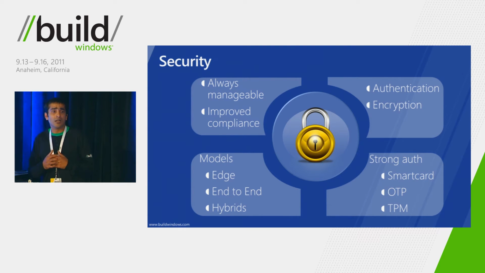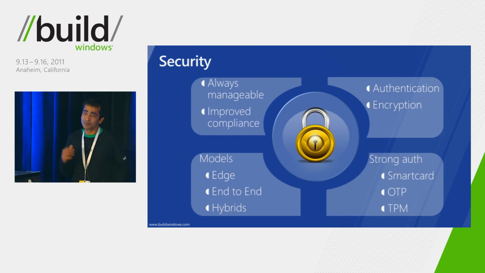The second important model is the end-to-end model, and this is where the user is authenticated and the data is encrypted all the way from the client right up to the internal application server which resides within the enterprise network. And this is a key differentiator of our remote access solution. This would be applicable for enterprises which require a higher level of security, and I will show you a demo of this in just a couple of minutes.